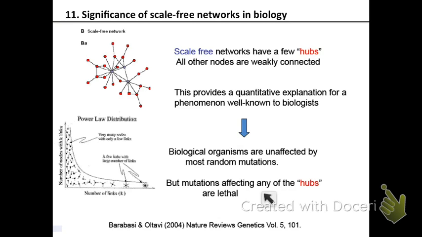But mutations affecting any of the hubs are going to be lethal, right? Give me a hub gene in humans, where a mutation in that hub is going to be lethal for the organism. Give me a highly connected gene. P53. And your reasoning is that because it's lethal, it probably has a lot of connections, and that's true. It has a lot of connections, so it's going to be lethal.